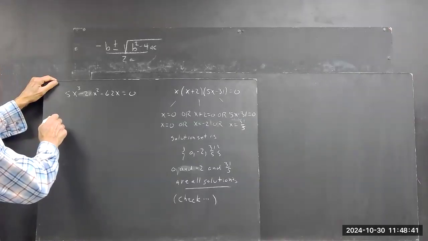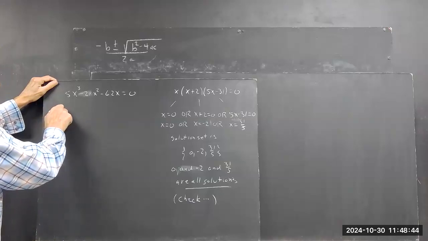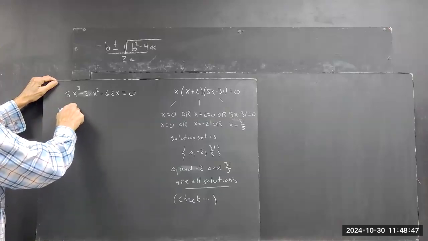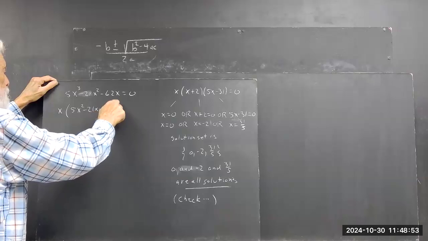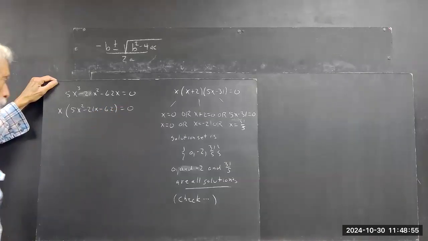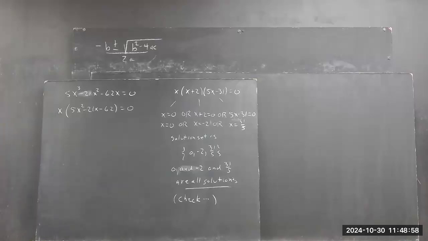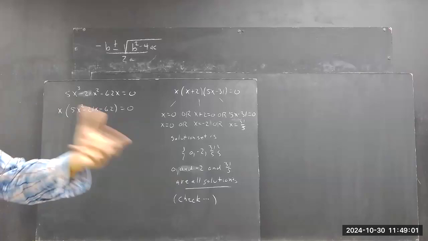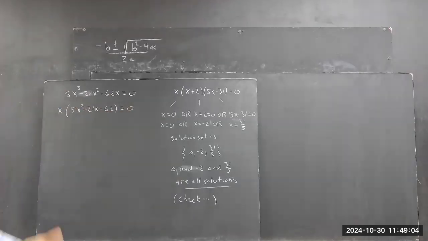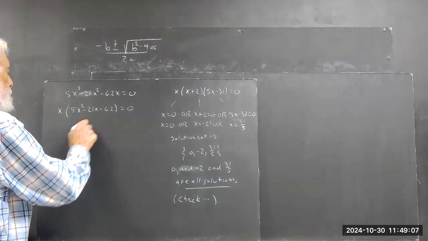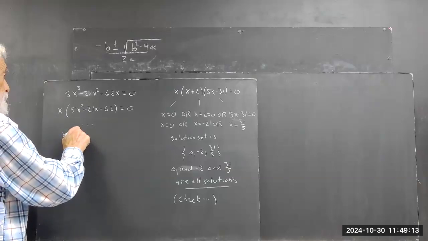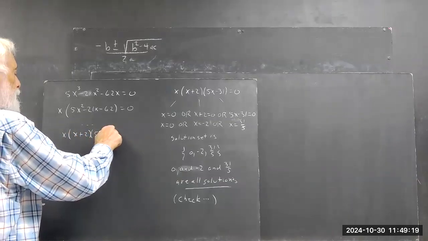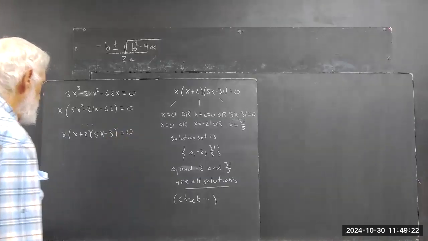So what I'm going to do is write this as, first of all, x times 5x squared minus 21x minus 62. Then we have that algorithm where we multiply this by this and do all the stuff we do. I'm not going to go through that. But I'm just going to say that this factors into x times x plus 2 times 5x minus 3 equals 0.